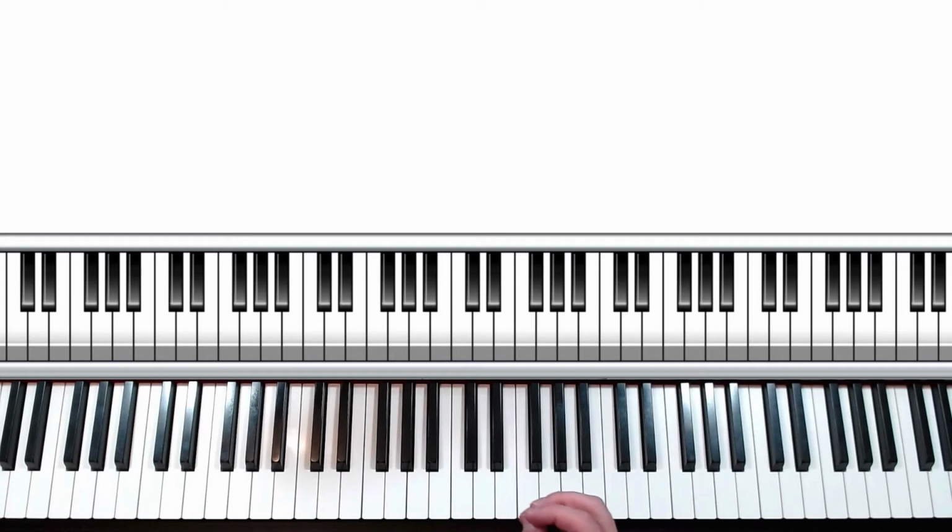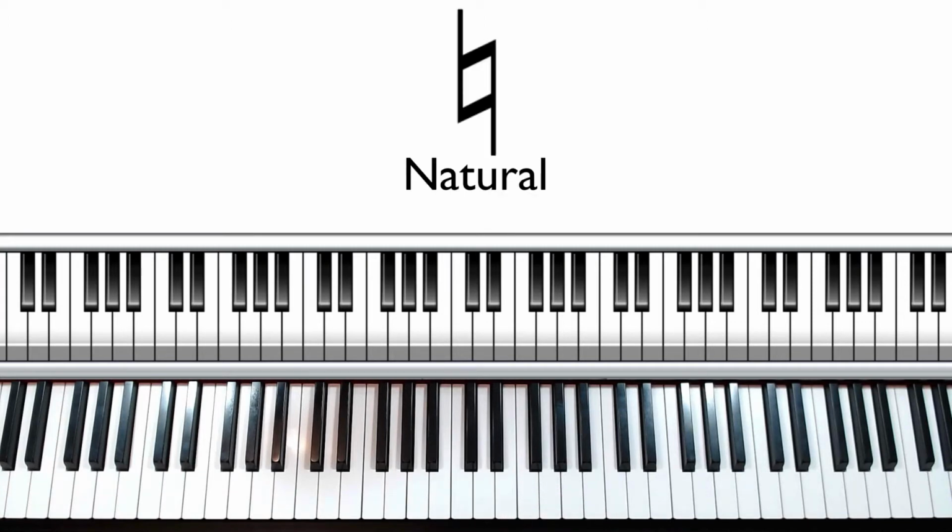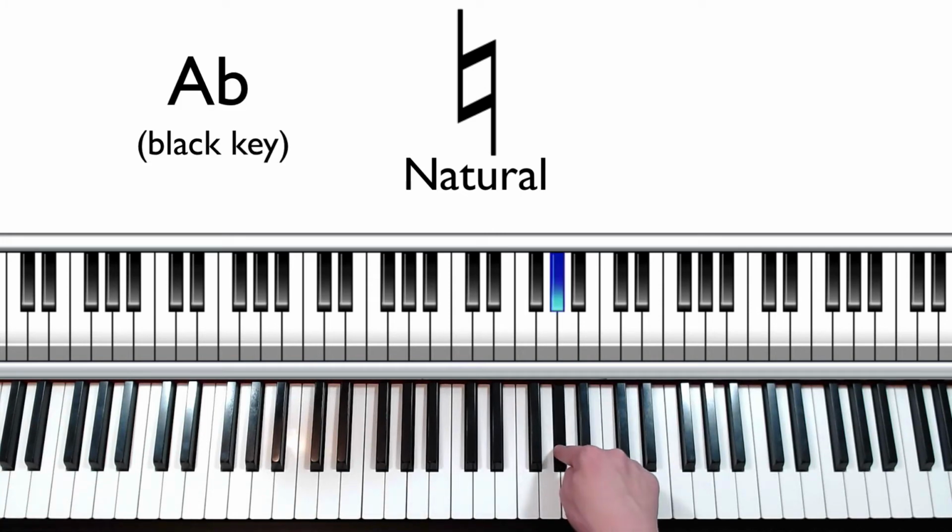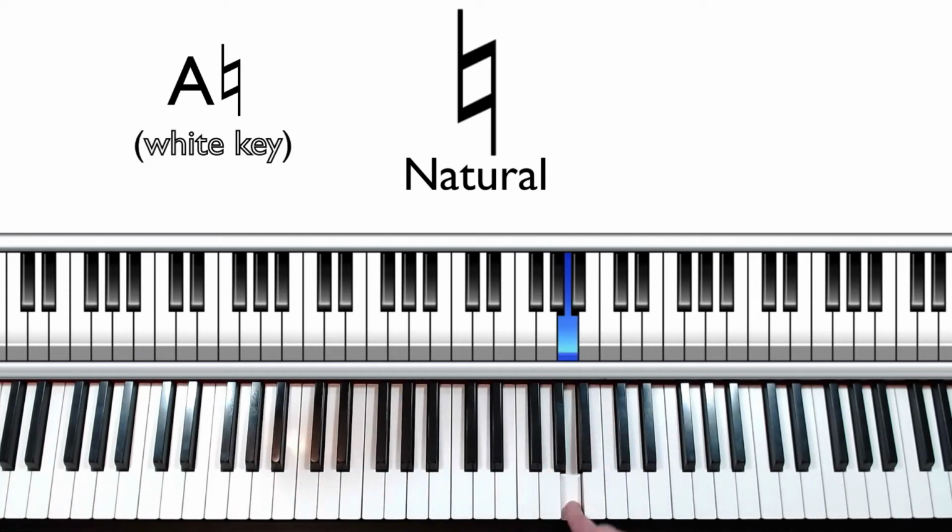A third symbol you will see is a natural symbol, and a natural symbol always cancels out a flat or a sharp depending on the case and returns a note back to its white key position. So if I have an A that's been flatted and it says A flat, and then later in the music I see an A natural, it will mean to bring it back up to A. A natural is always a white key on the piano.